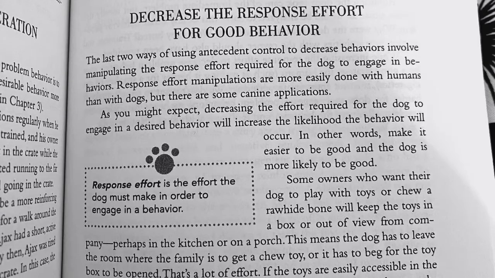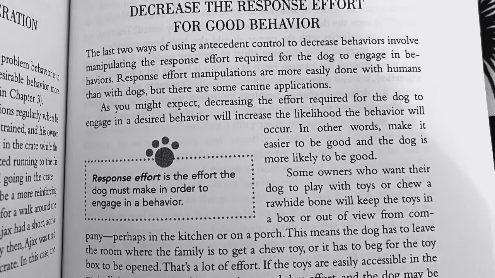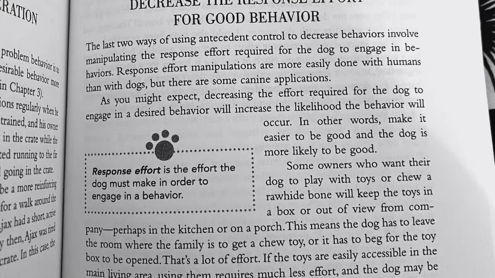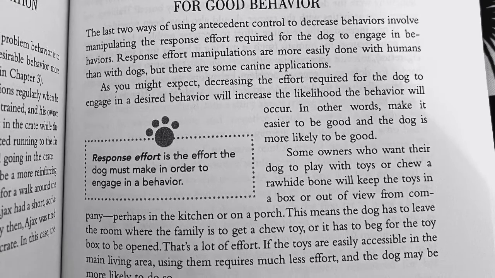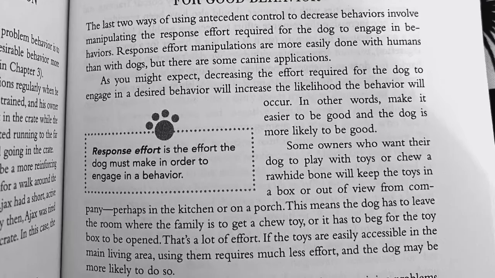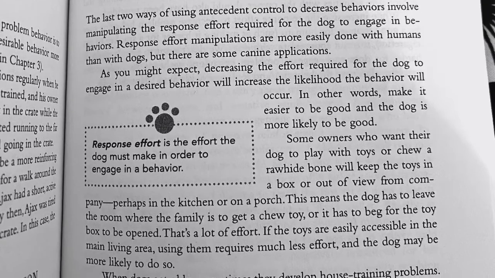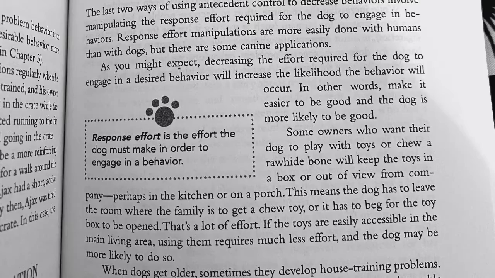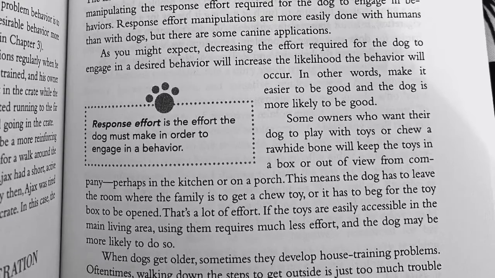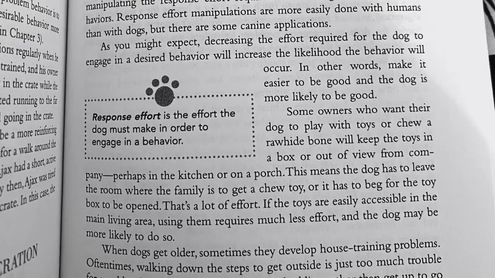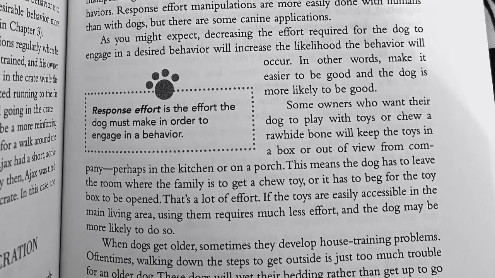Some owners who want their dogs to play with toys or chew a rawhide bone will keep the toys in a box or out of view from company, perhaps in the kitchen or on the porch. This means the dog has to leave the room where the family is to get a chew toy, or it has to beg for the toy box to be opened. That's a lot of effort. If the toys are easily accessible in the main living area, using them requires much less effort, and the dog may be more likely to do so.